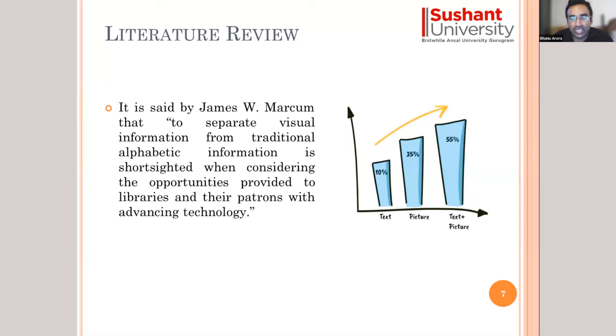So what the diagram right here is suggesting is that when we discuss with text, or when we read and try to learn with text, it's only 10% retention. With pictures, it's up to 35% retention, and text and picture combined is up to 55% retention.